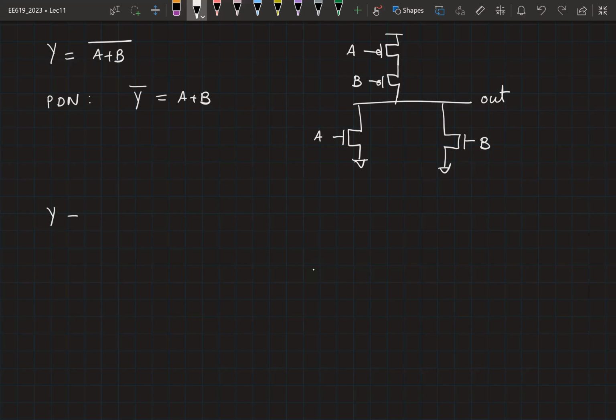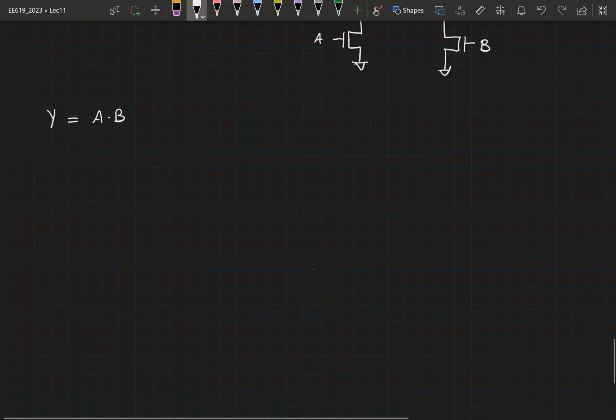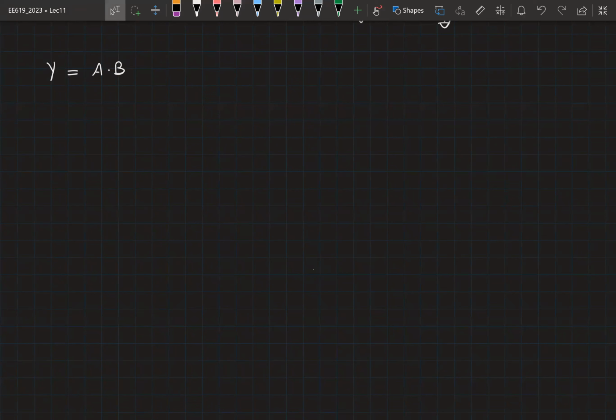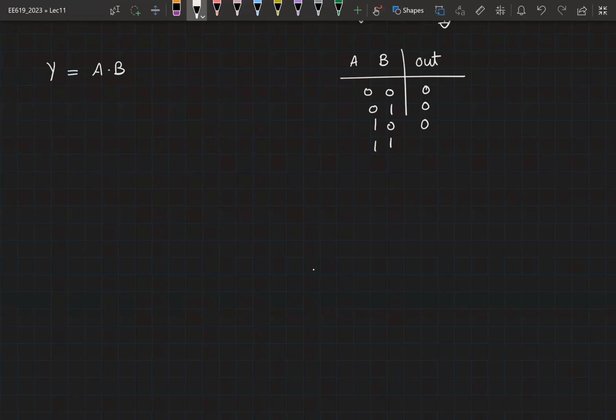Next question, implement Y is equal to AB, A and B. Can you implement this in a single stage? Why not? So the problem is, if I were to write its truth table, you'll have three zeros and one one. So zeros have to come from the pull-down network, and this has to come from the pull-up network. This is not possible if you are using NMOS for the pull-down network and PMOS for the pull-up network, right? And we don't want to use PMOS in the pull-down network because we know it doesn't pass a logic zero currently. So how many stages do you need to implement this?